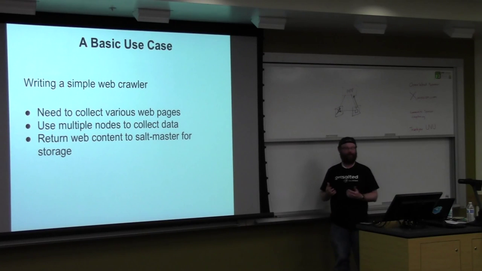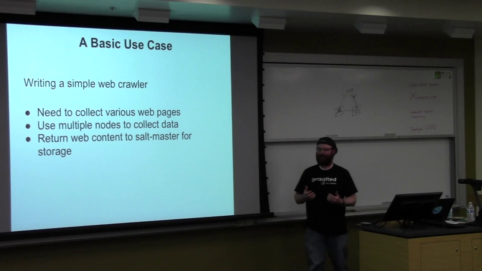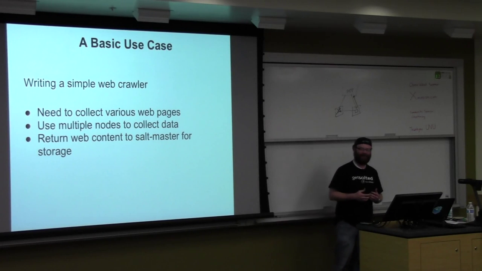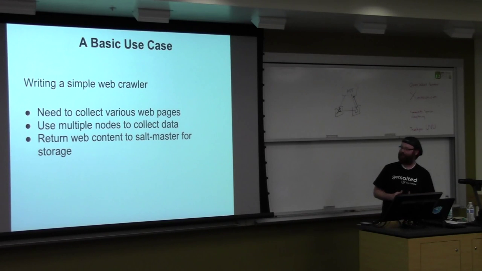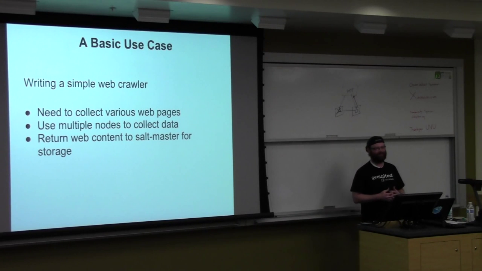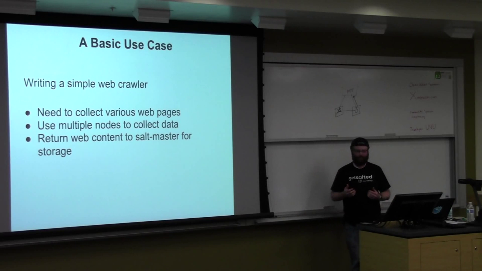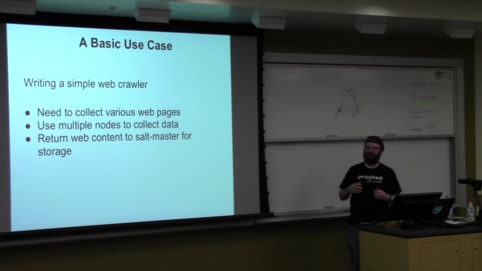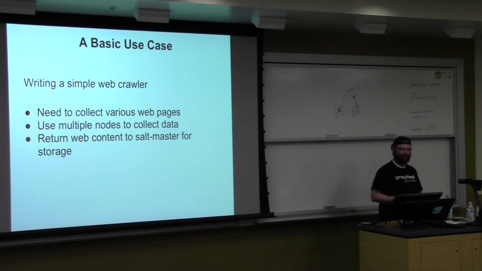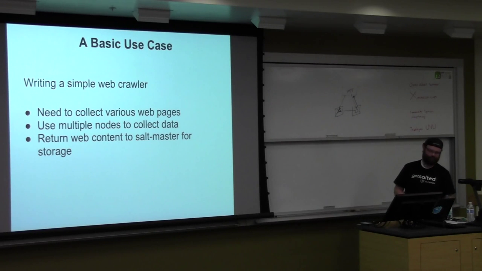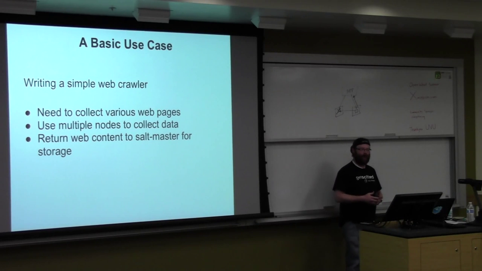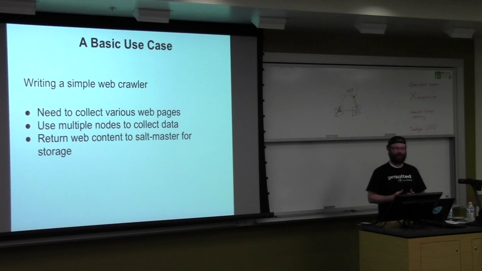What kind of stuff? In my case, I had a need, especially with my talk tomorrow, to analyze a lot of recipes for cheesecake. So I had a need to download a lot of recipes for cheesecake. So in theory, I wrote a web crawler. In reality, I downloaded all the pages a while ago and wrote the web crawler for this. But you get the idea. So our need is to collect various web pages. We want to use multiple nodes to collect these web pages.